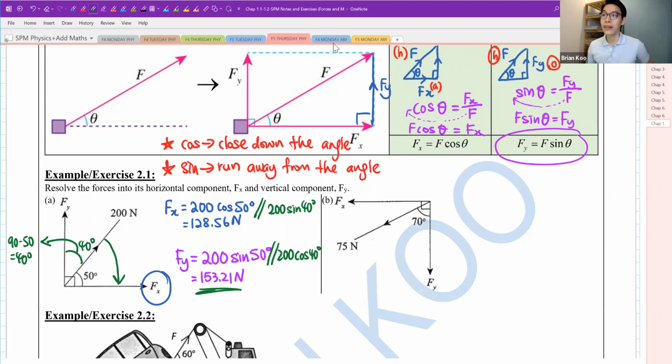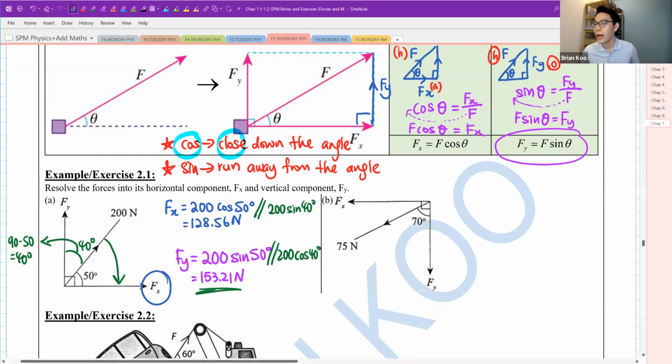Now, does anyone not understand the idea of closing down the angle, which is cos? Okay, close is cos, and running away from the angle. Who doesn't understand, please let me know. I'll explain again, because this is the backbone of the whole topic. All good? Was I clear enough? All good? Okay, that's great. Sure. You can type both, they are the same answer. Okay, they are the same answer.